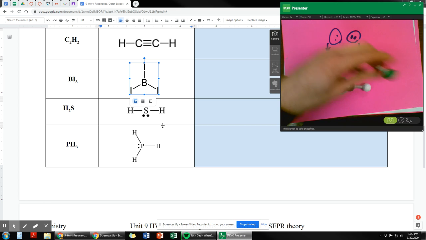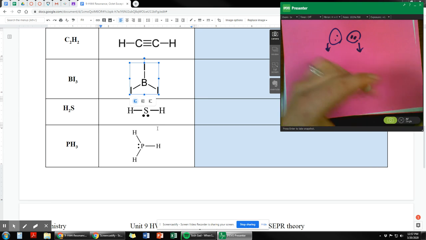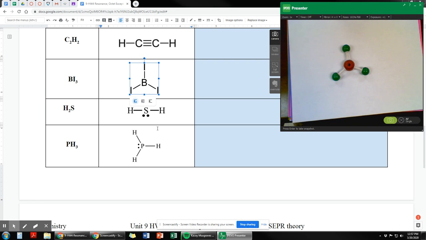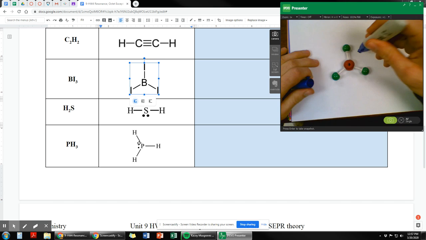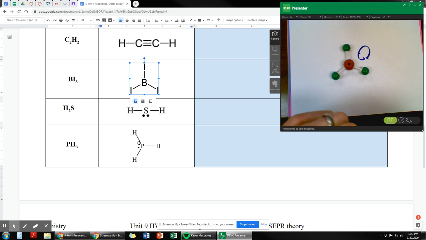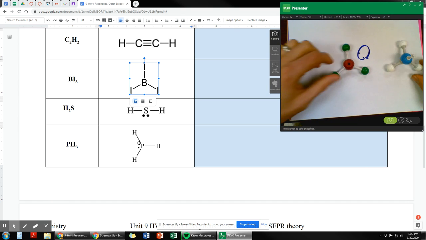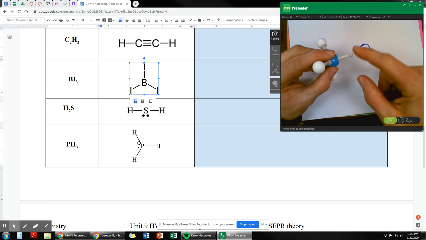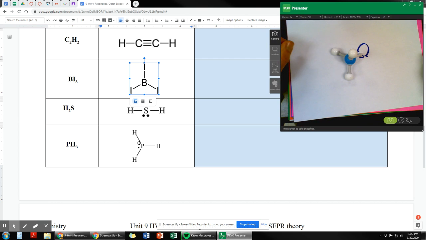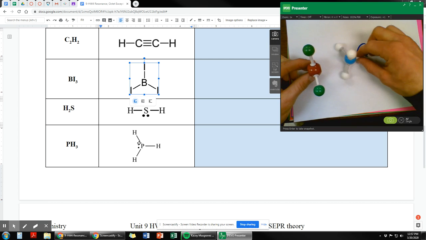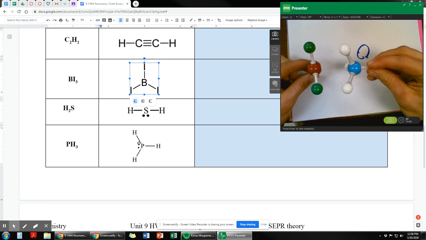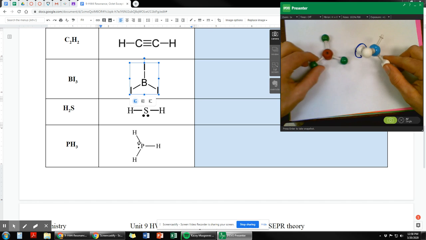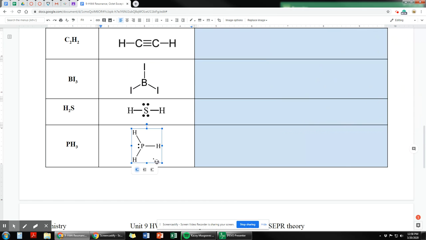Okay, then we have PH3. So we already had trigonal planar, but now we also have this extra non-bonding pair, and that non-bonding pair pushes. Here we see a phosphorus, 3 hydrogens, and this little guy representing that non-bonding pair. And so instead of being planar, it's pyramidal. We got this third axis coming into play. So trigonal planar, trigonal pyramidal when it has a non-bonding pair.